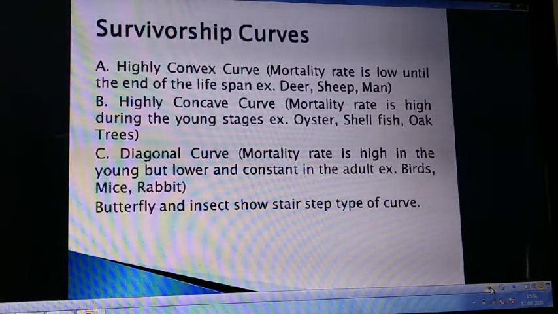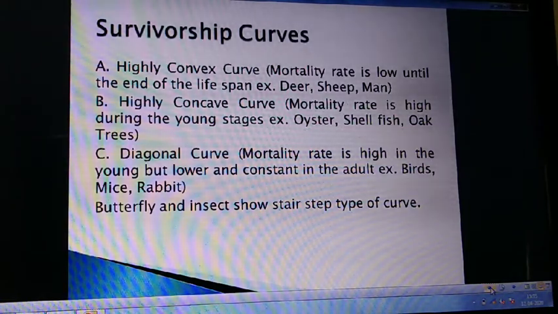Now, survivorship curves. Mostly the life cycle of most of the species of plants and animals are included in these three curves: convex, concave, and diagonal. Convex curve, it is seen in deer, sheep, and man, where mortality rate is low until the end of the lifespan.